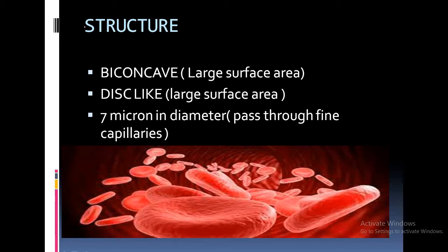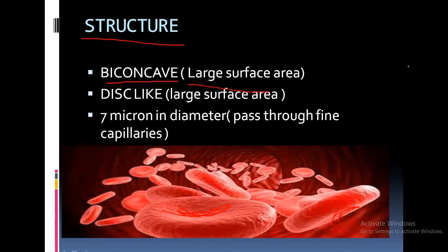First of all, we have to start with the structure. RBC is biconcave in shape. You can observe here it is concave, concave on the upper side as well as concave on the lower side. That is why it is biconcave.